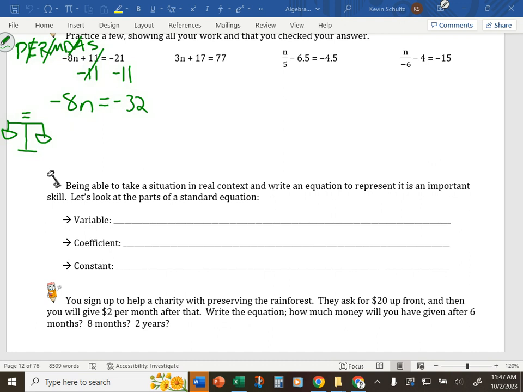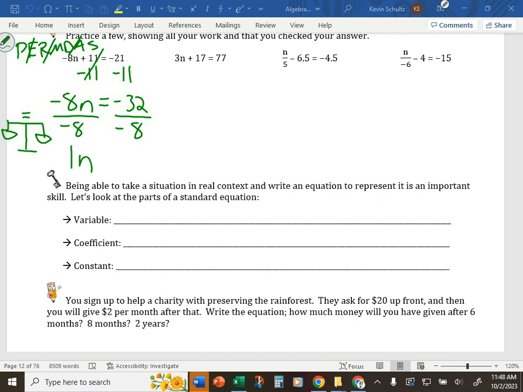Divide by negative 8. Why divide? Because what operation is happening right now between negative 8 and n? Multiplying. Right? So use the opposite operation. Opposite operation. I should coin that. I should always encourage that. Opposite operations, right? Divided by negative 8. Because negative 8 divided by negative 8 doesn't equal 0. What does anything divided by itself equal, Josie? 1. Okay? I now know what 1 n is.